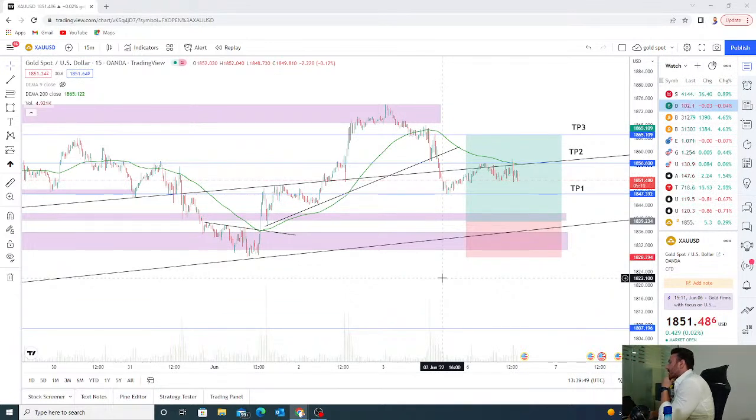The price currently is around 1851 US dollars per ounce. My expectation is 1848, 1845. I will be buying around 1840 to 1835.